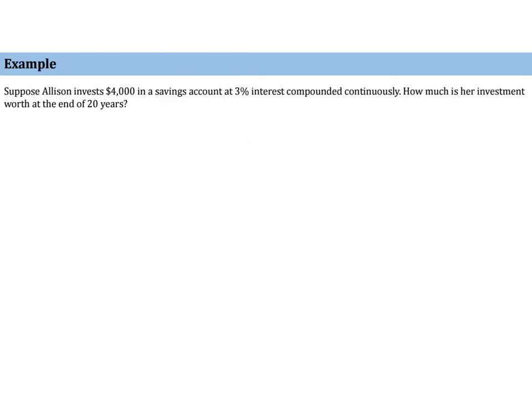So here we have Allison again, and she's investing $4,000. So that is our principal. r is our interest rate at 0.03. It's compounded continuously, so that doesn't give us an n, it tells us what formula to use. That's A equals P e to the rt. And then what is t?